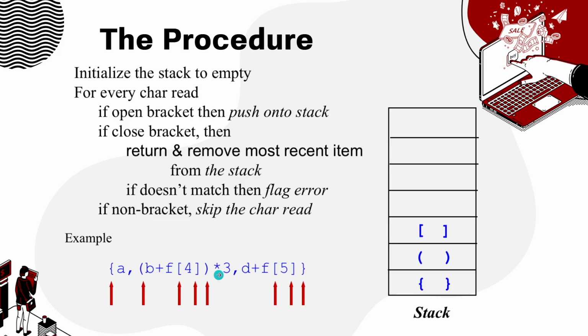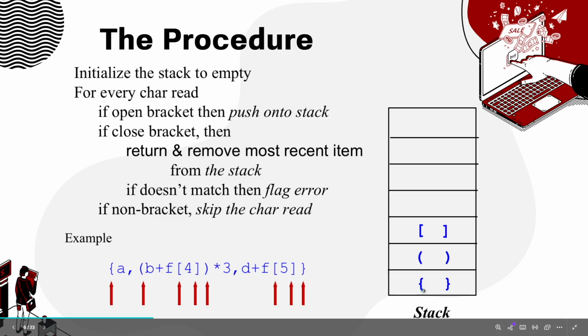Then we encounter star 3 comma D plus F. All these we will ignore, and then we again encounter an open bracket. So, we push it onto the stack, and 5 will be ignored. Then we encounter a closed bracket, so we will be popping an entry from the stack. Once we have the last symbol from the input, which is the closing braces, that should be the bottommost element of the stack. It will be popped, looked for a match, and so we stop, saying that the symbols are balanced.